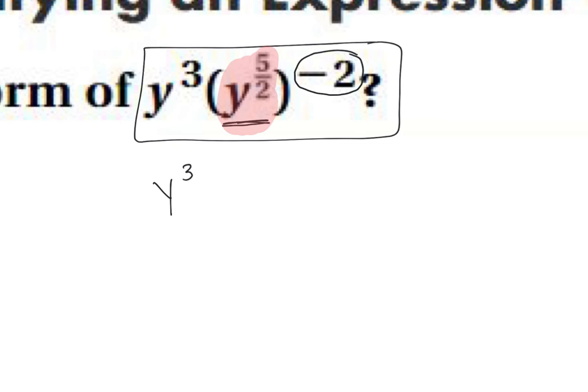Okay, but what do you mean by that? You don't know? Nicole, what do I do? You multiply -2 times 5. Beautiful. So I'm going to take y to the 5/2. Remember, we multiply these two numbers. So 5/2 times -2.